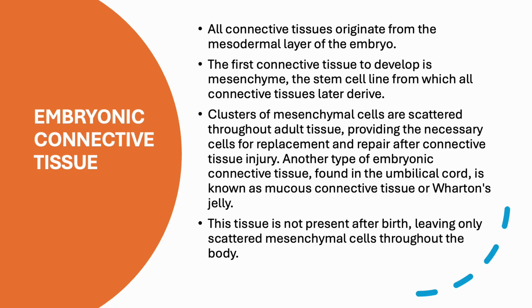All connective tissues originate from the mesoderm, as we said in the last episode. First connective tissues to develop are mesenchymes, the stem cell line from which all connective tissues later derive. Some mesenchymal cells are scattered through the adult tissue, providing the necessary cells for replacement and repair after connective tissue is injured. Another type of embryonic connective tissue is found in the umbilical cord, also known as mucous connective tissue or Wharton's jelly, but it disappears after the baby is born.